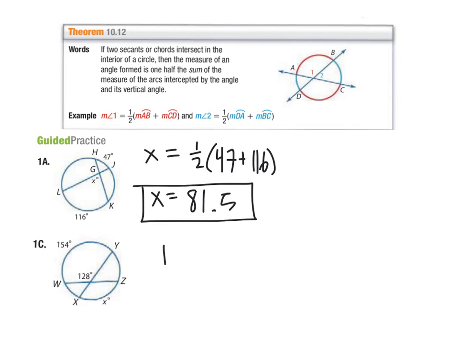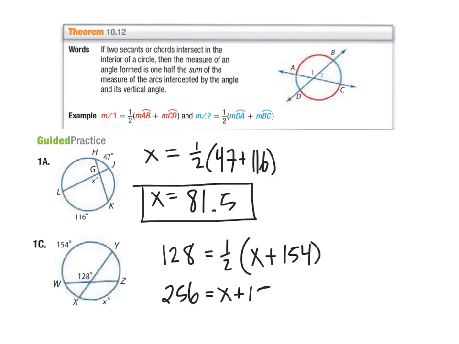For this next problem, I'm going to say 128 is equal to the average of the 2 arcs, which is x and 154. Then I have to multiply both sides by 2, and I get 256 is equal to x plus 154. And when I subtract 154 from both sides, I get that x is equal to 102. So the answer for the second part is 102 degrees. That's the measure of x.